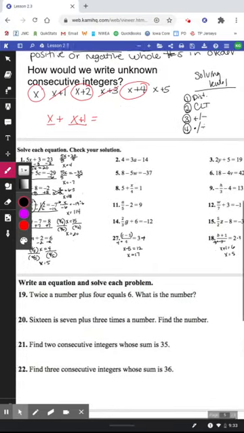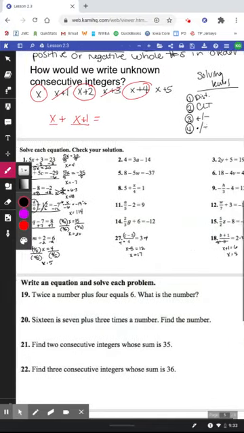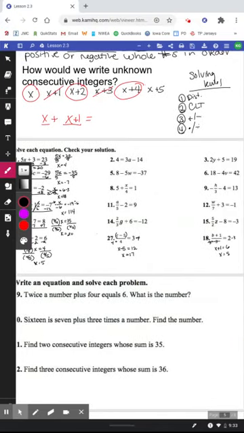On these word problems, first we're going to write the equation, and then we're going to go ahead and solve it. So number 19 says twice a number plus 4. Twice means 2 times. So 2 times x plus 4 equals 6. What is the number? Subtract 4 to both sides. So 2x equals 2. Divide each side by 2, and x equals 1.